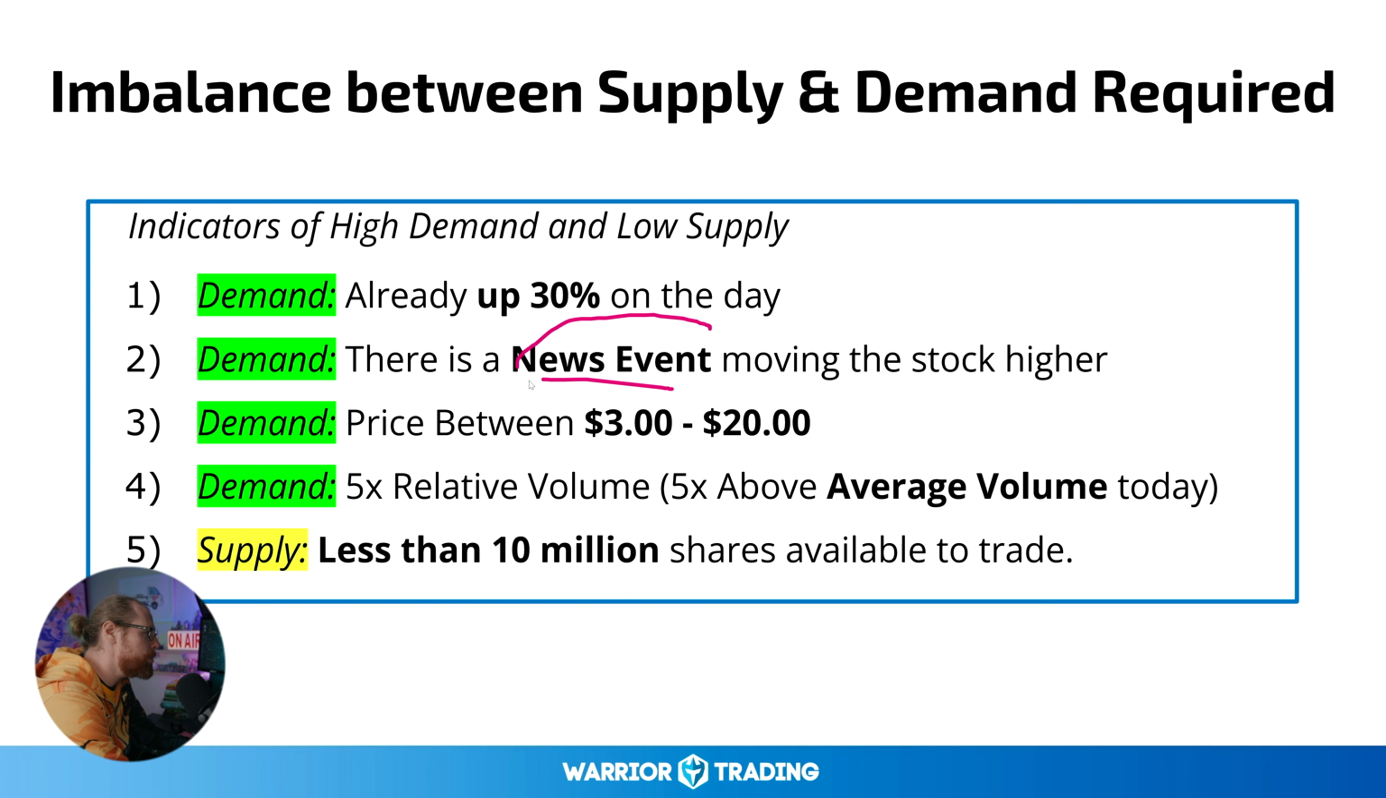Now, if there was news, but the stock wasn't moving, it wouldn't be worth trading. The stock has to be up. If there was news and the stock is down, it's not worth trading either. So first, the stock has to be up 30%. But what happens if we're thinking about the chicken or the egg? It doesn't go up 30% and then news comes out. The first thing that happens is there's a news event.